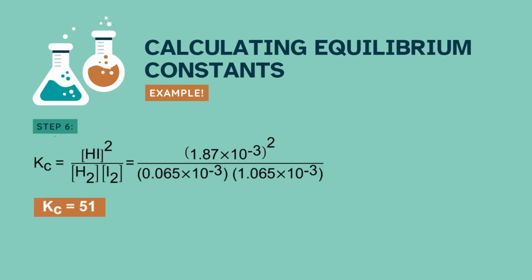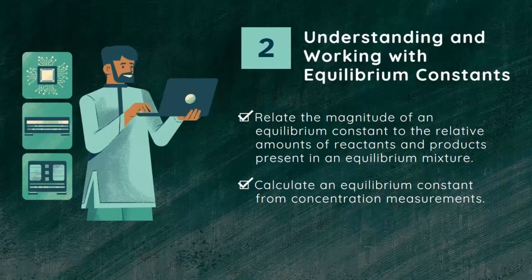And lastly, we can use the equilibrium constant expression to find the equilibrium constant value. And using just direct substitution, we get a value of 51 for the Kc. That will be all for my discussion.